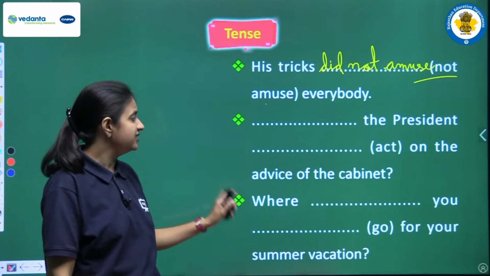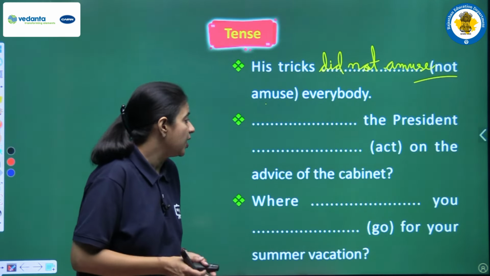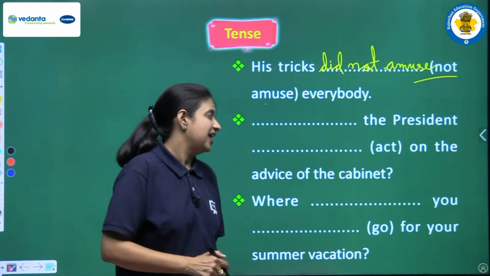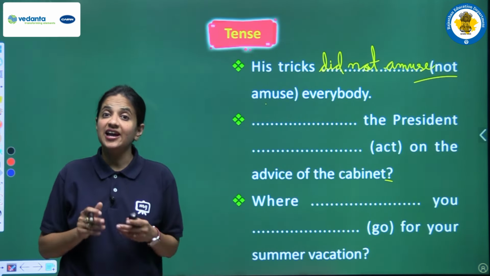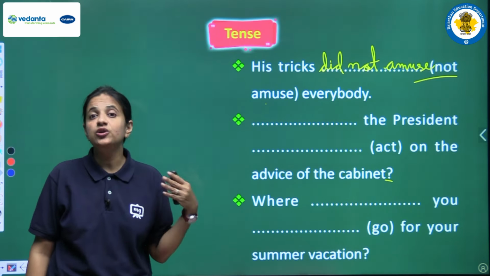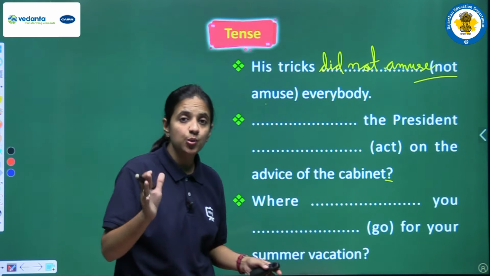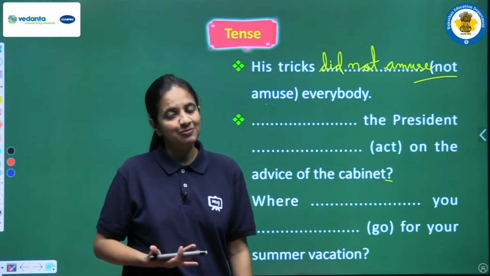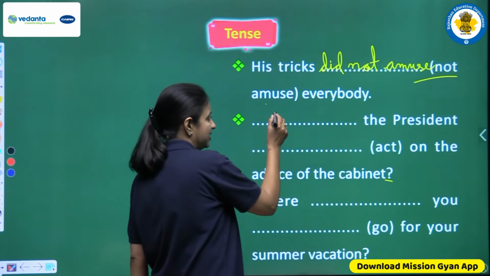Next sentence that we are having, the president act on the advice of the cabinet. And yes, at the end we are having one question mark. It means this is the interrogative sentence and we are having no WH word here. We are having no question word here. So yes, our helping verb will be the question word. So we are having only one helping verb, did. So no confusion about helping verb. We have to write did here.